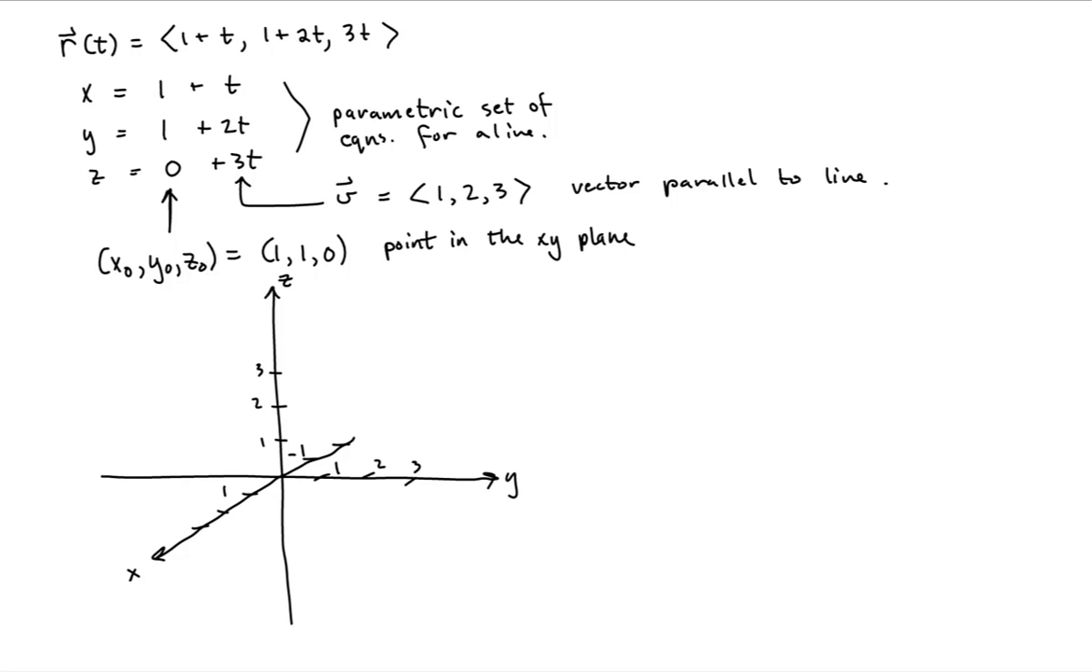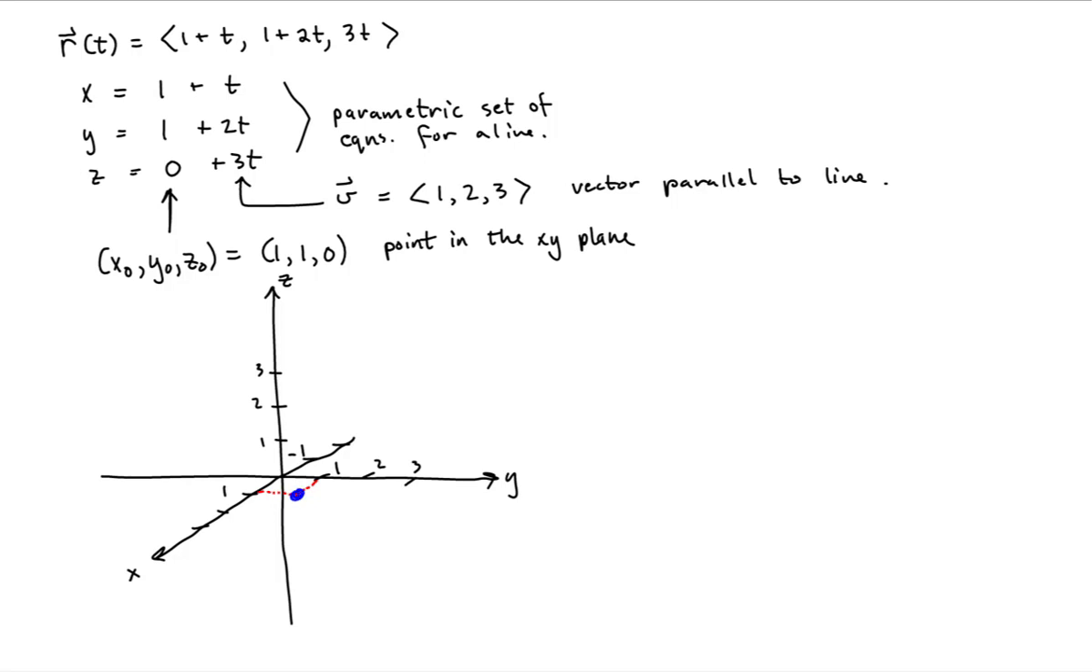Now to plot this point, I'm going to pick that point on the line. So the point in the xy plane with coordinates 1 for the x coordinate, 1 for the y coordinate, and 0 for the z coordinate. So that puts us right about here in the xy plane.